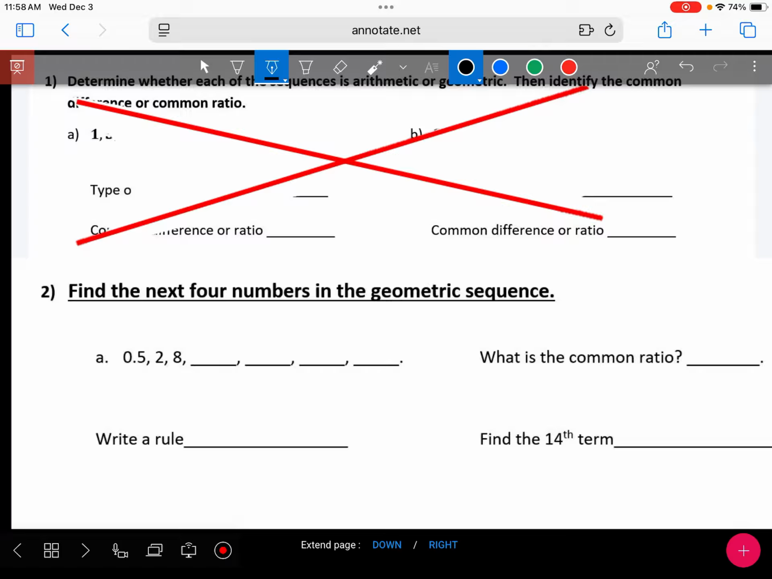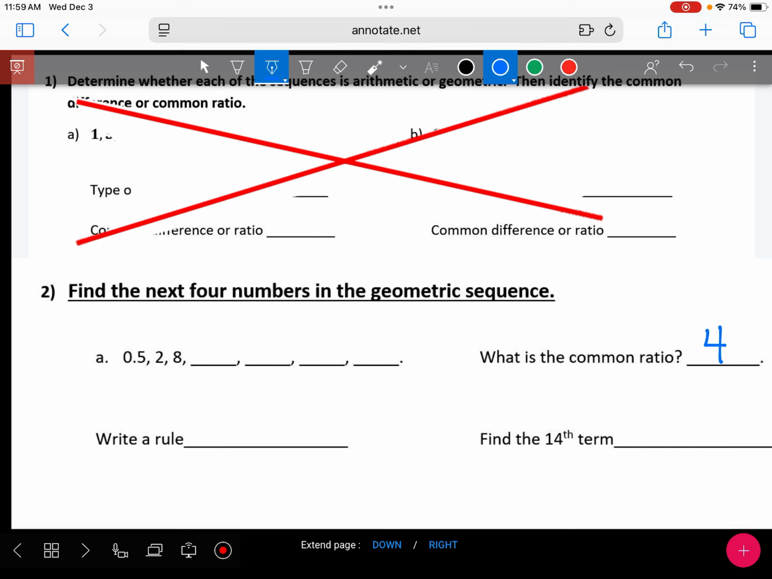Okay. What is my common ratio? If you can't figure it out, take the second number and divide it by the first. But what number do you think we're multiplying by? By 4. That is my common ratio. We don't call it a common difference. Common difference is arithmetic. Geometric, we call it a common ratio.